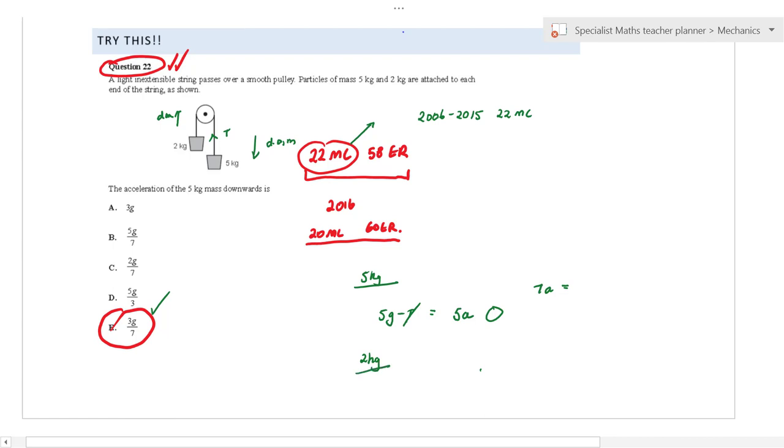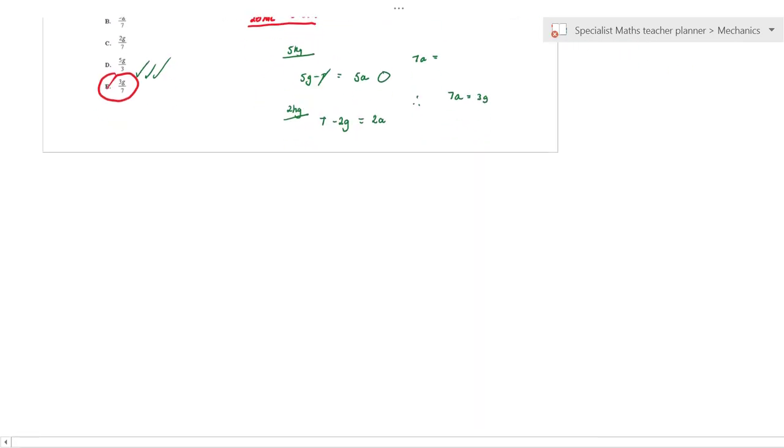Okay, what about for the 2 kilogram particle? The direction of motion's upwards. So what we can say is that we've got T minus 2g. There's the problem there. Okay, is equal to 2a. So therefore, when you add them together, we're going to get 7a is equal to 3g. So therefore a is equal to 3g on 7. Yay! Not that bad, is it?